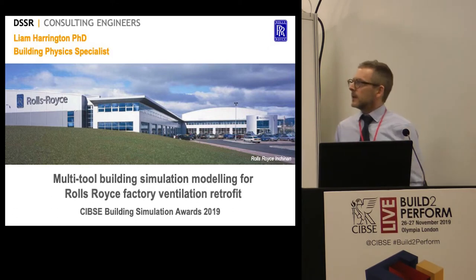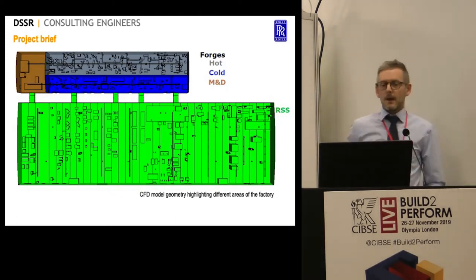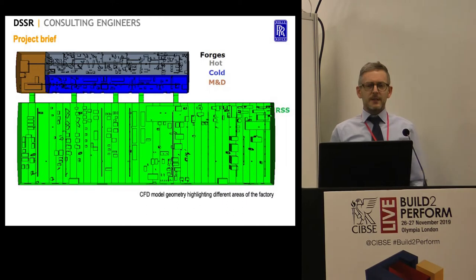The factory in question is divided into 4 different areas. The top area is involved in smelting metal, casting metal, and maintenance of dies, which has a loading door where they get things delivered and where they maintain equipment. And there's also RSS, which basically puts airplane engines together. Our brief was to look at the ventilation system.